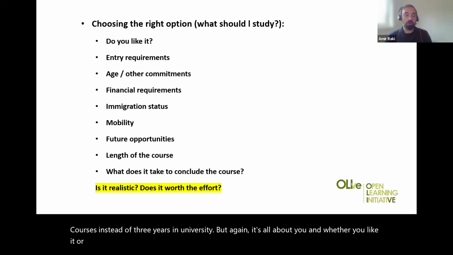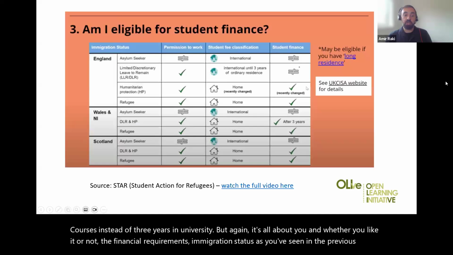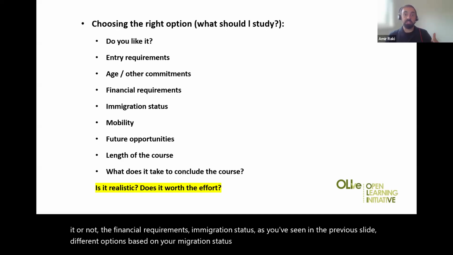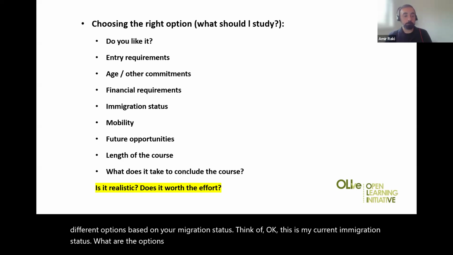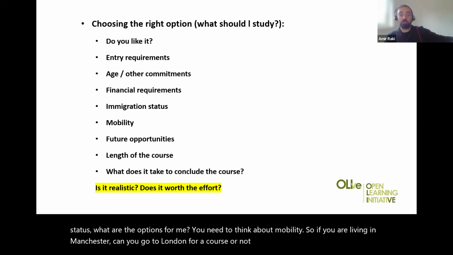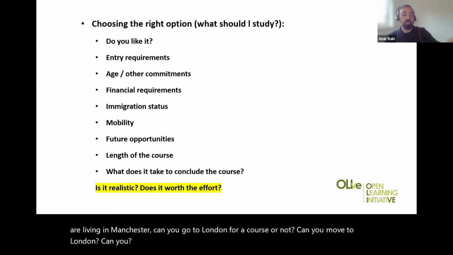The financial requirements, and immigration status: as you've seen in the previous slide, there are different options based on your immigration status. Think, okay, this is my current immigration status, what are the options for me? You need to think about mobility. If you are living in Manchester, can you go to London for a course or not? Can you move to London? Can you commute to London or not?